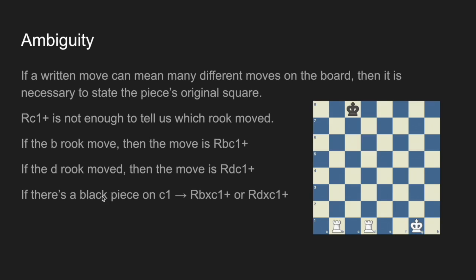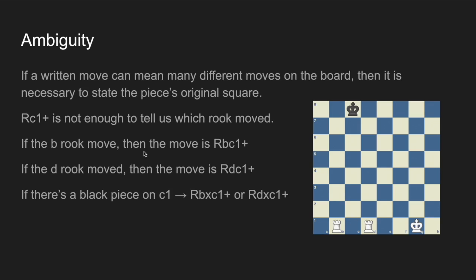And earlier when I talked about how it's not necessary to state the original square of a piece, this is the only exception: when a written move can mean multiple different moves on the board. In that situation, it is necessary to state the piece's original square. So in this position right here, just saying rook c1 check is not enough information to tell us about the move because it could be the b rook or it could be the d rook.